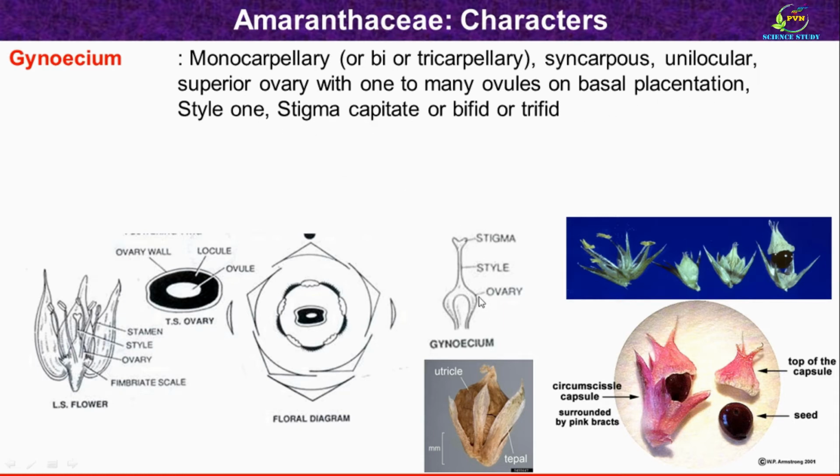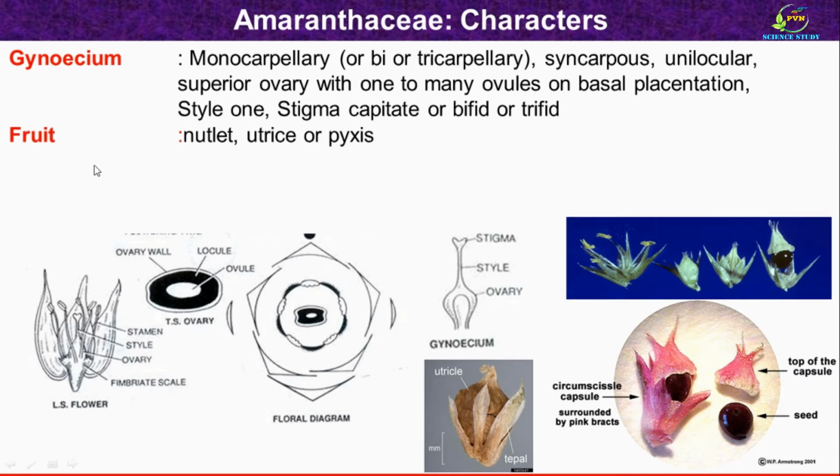Ovary is superior. This is the ovary, this is style and this is stigma. So as you can see here, this ovary is superior. Why is this ovary superior? Because the ovary is present at the upper position and all other floral parts are arising from the base of this ovary. Then style is 1, stigma is capitate or bifid or trifid.